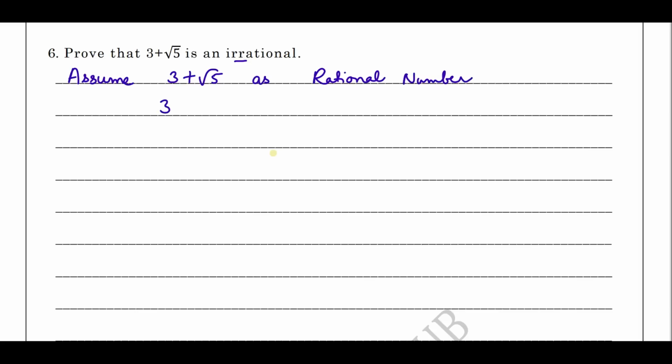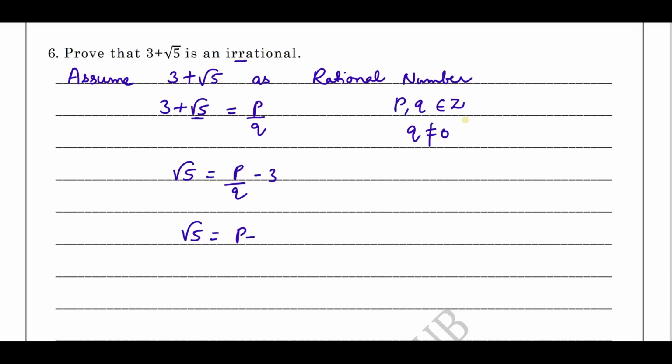You have assumed 3 plus root 5 as a rational number. A rational number is of the form p by q. Write it in the form of p by q, where p, q belong to Z and q is not equal to 0. 3 plus root 5 equals p by q. You can write it in statement form also: p and q are integers and q should not be equal to 0. Now keep this root 5 here and shift 3. What you get? p by q minus 3. Now, root 5 equals, take LCM, p minus 3q by q. That is only 3 steps.